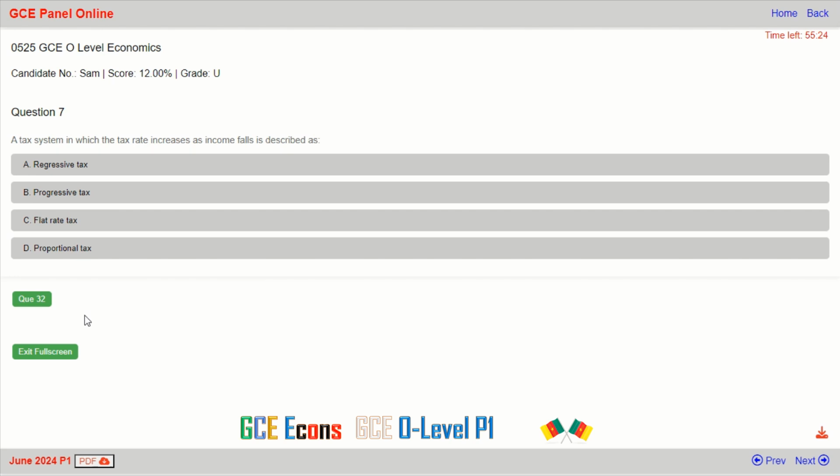A tax system in which the tax rate increases as income falls is described as, so as one is increasing, one is decreasing. So this one is called regressive tax. With progressive, both are increasing at the same time. So this is regressive tax.